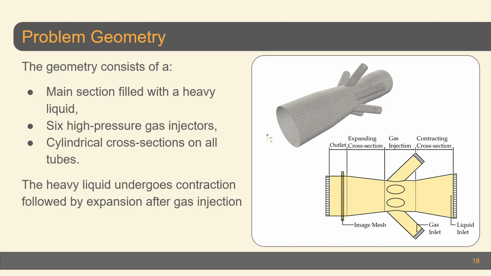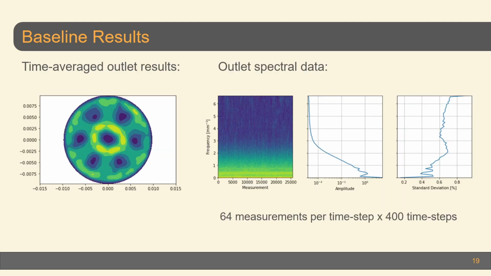As you can see here, we've got 6 tubes feeding the high pressure steam into the main cavity. And then finally, you can see on the outlet of this nozzle, we also put down our image mesh. This is where we generate the image that we use for our FFT. Our baseline case uses a geometry made up of only cylindrical tubes.